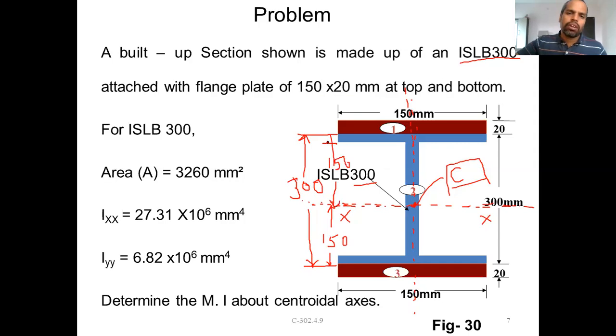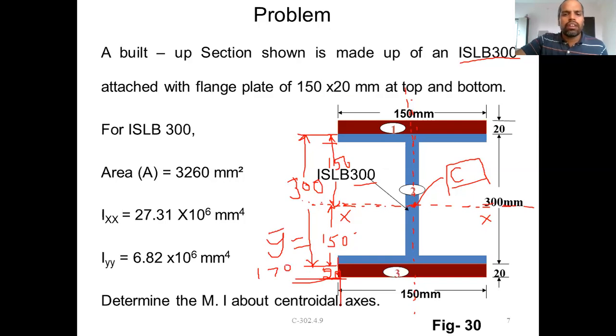So using the axis of symmetry, directly you get the y bar. But if you want it from the bottom of the plate, the plates are 150 by 20 on both sides, so it is symmetric about both axes. There is 20 mm here and 20 mm here. So y bar from the bottom of the plate is 150 plus 20, which is 170. Y bar is equal to 170.